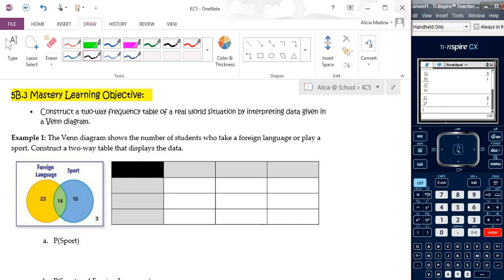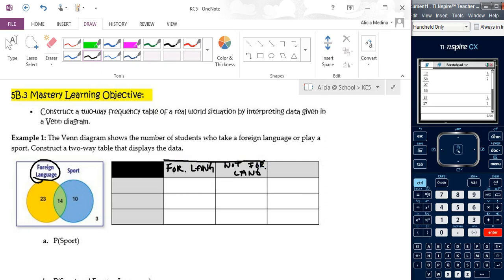So the biggest thing is being able to set up the table in the correct way. What are the two things that we are comparing? Well, foreign language and a sport. So they are either taking a foreign language, and I'm going to abbreviate here, or they're not taking a foreign language. And one full category has to be on one total side of the table.